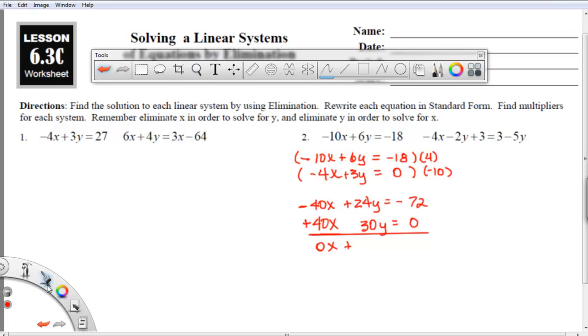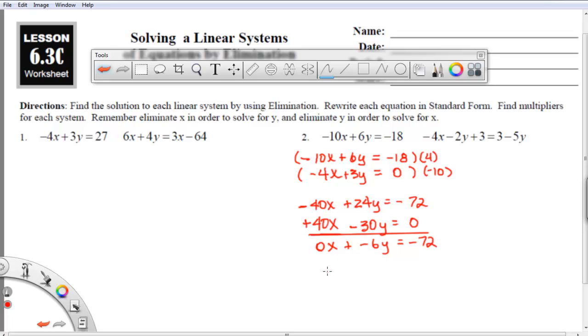You've got to be really careful with your signs, people. So that should be a negative 30. That will make it 24 minus 30, which makes it a negative 6y equals a negative 72.